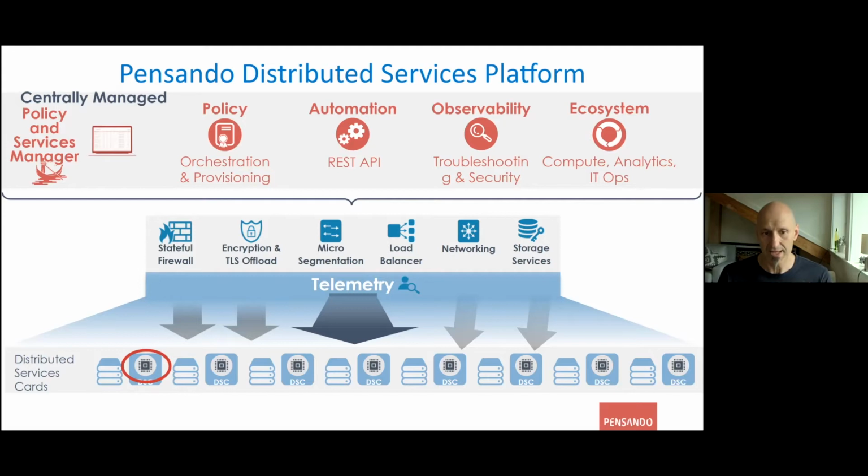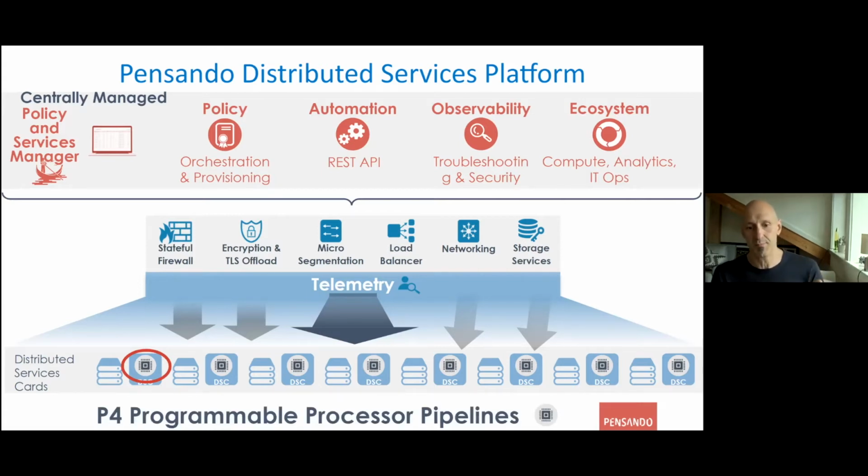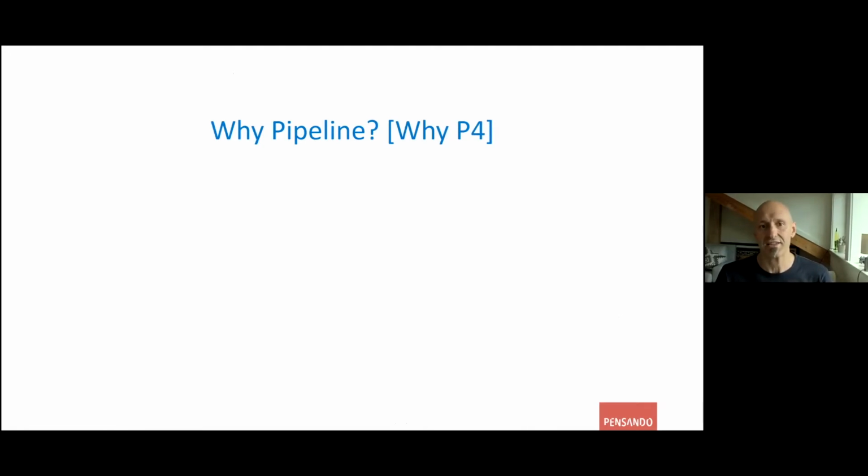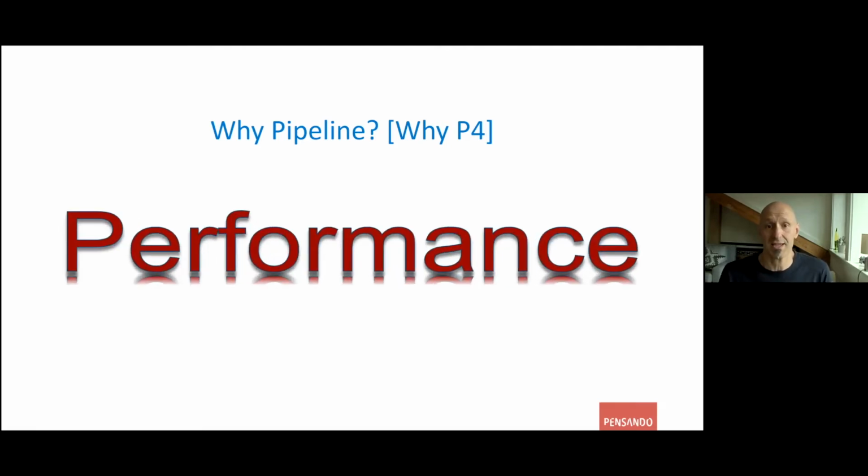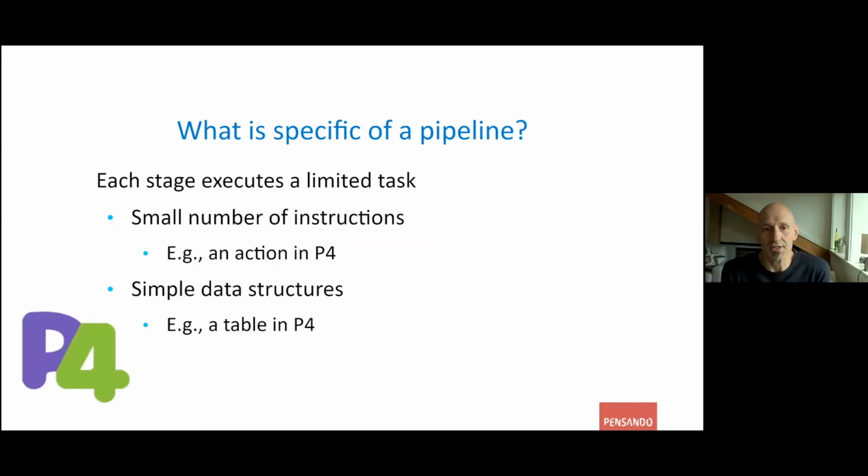They are based on a custom ASIC, and that ASIC contains several programmable processors, and in particular, it contains several programmable processor pipelines that are programmable with P4. Now, why did we choose to have those pipelines? And consequently, why did we choose to use P4 to program those pipelines? Well, the basic answer is because of performance. As I said, we have other programmable modules on the card, but when we want performance, we want to use those pipelines.